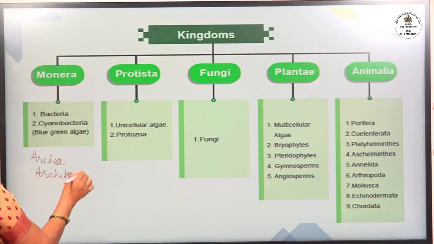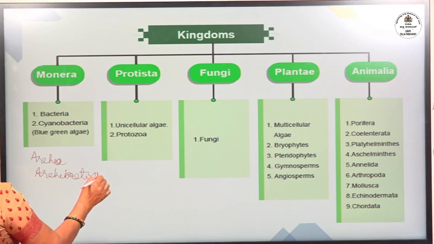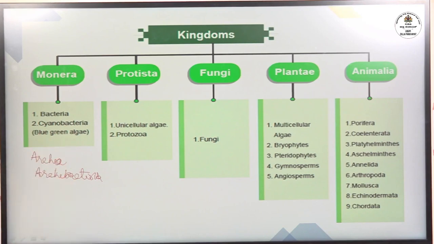Archaebacteria. So they are kept under this Monera: bacteria, cyanobacteria, that is blue green algae. So bacteria, true bacteria, and then archaebacteria. These are the ones which are capable of surviving in extreme conditions.